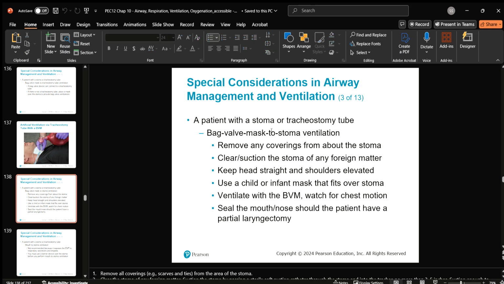Especially if you're going to ventilate your patient with a bag valve mask, you want to clear and suction the stoma before you start ventilating.